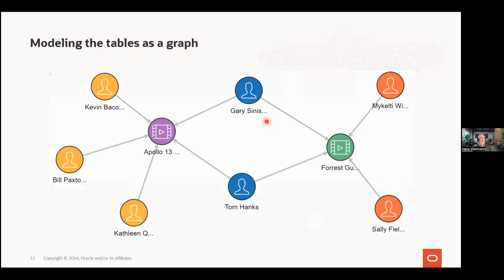If, for example, like in this case, you have Kevin Bacon, and you would create direct connections between him and all of the other actors on the Apollo 13 movie, that would give you a large number of edges, but it is pretty well possible. There's no reason why you would not be able to do this.